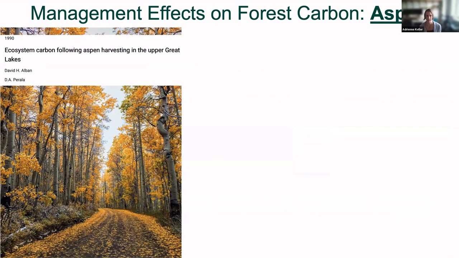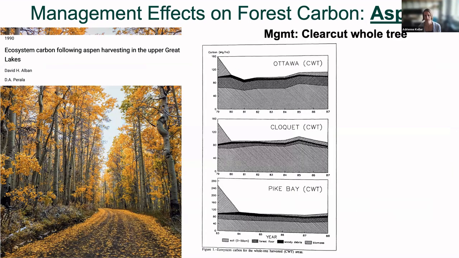And so I want to give a couple of examples of management effects on forest carbon. I'll start with an example from an aspen site in the Upper Great Lakes. The management action here was clear cutting the whole tree at these three different sites in the Upper Great Lakes.